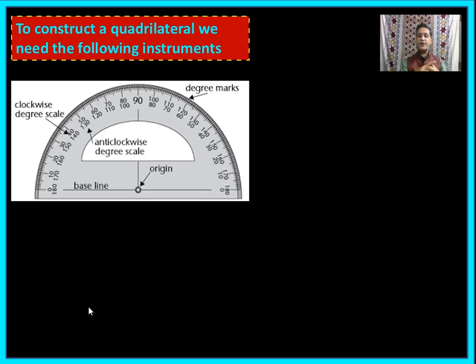Then how to construct? To construct a quadrilateral, we need the following instruments. What are the instruments we need? Protractor. This is a protractor. I think all of you are very familiar with the protractor. In this protractor, you observe this is the origin, the needle point. You have to put this point at a certain point to measure an angle.